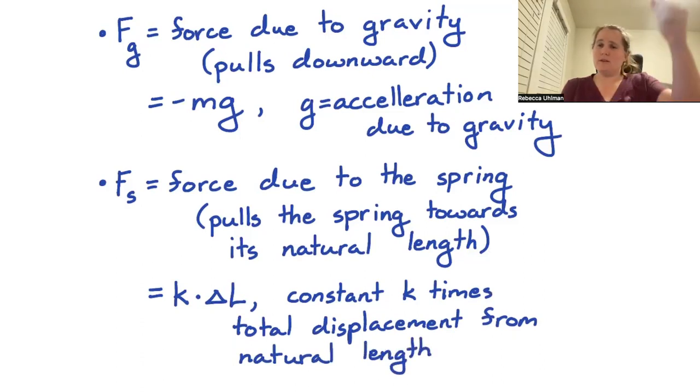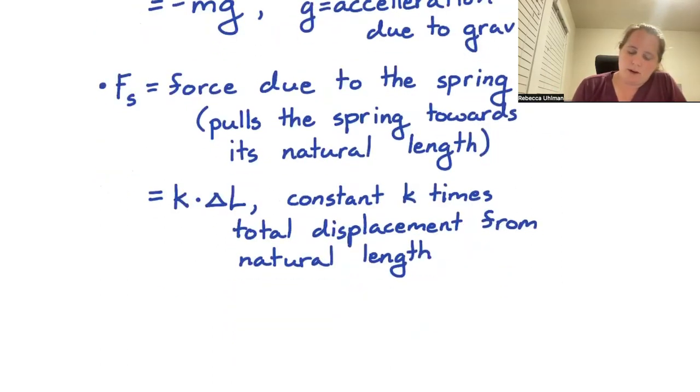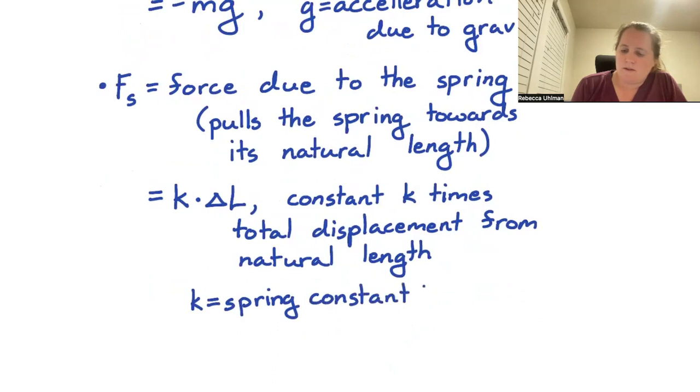If we stretch the spring, we would consider change in L to be positive. And so we have a positive force, it'll pull the spring back upwards. If we compress the spring, we consider the change in length to be negative. And therefore K times that change in length would be negative, we have a downward force. So that is what we want. So here K is a positive constant, our spring constant, and is greater than zero.